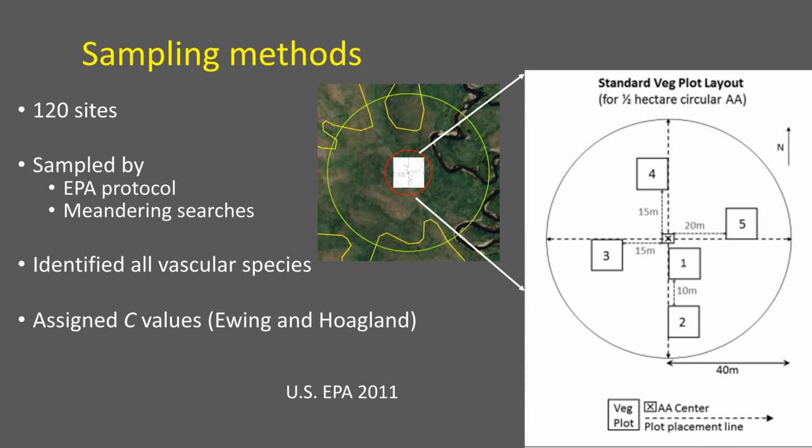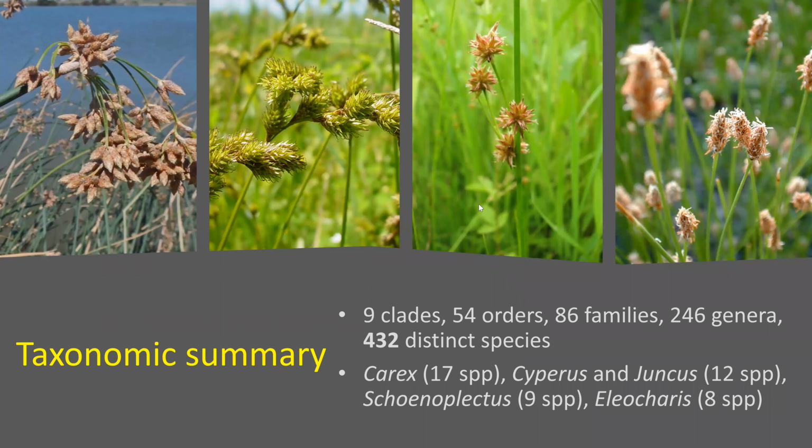We then assigned C values obtained from Ewing and Hoagland. And this was the EPA protocol where we had at least 5 plots that were in the center of the wetland. Each plot was a 10 square meter area. We found 432 distinct species represented by 86 families, and the genus Carex, which is the genus of sedges, was the most species rich with 17 species.